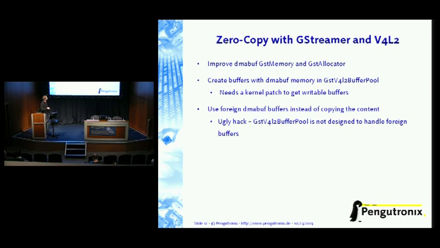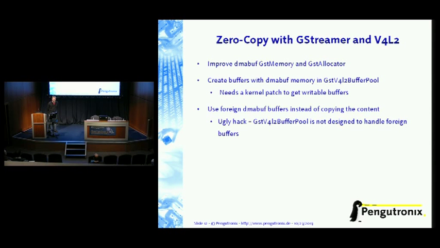So Video for Linux can produce DMA buffers, or memory, and buffers with that memory in there. That's the easy part, actually. We can discuss whether we should do that by default or not, if it's possible. But anyway, this is pretty straightforward and a relatively simple patch. Using the buffers without copying is more difficult.